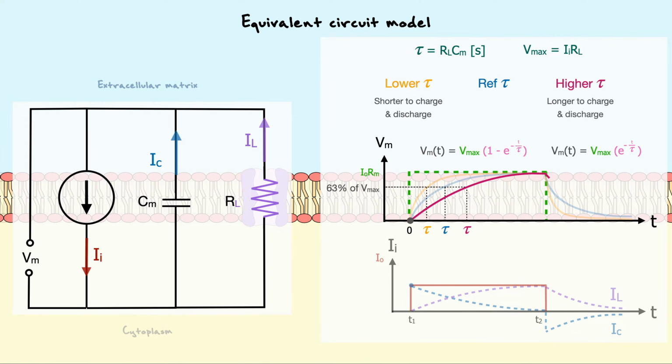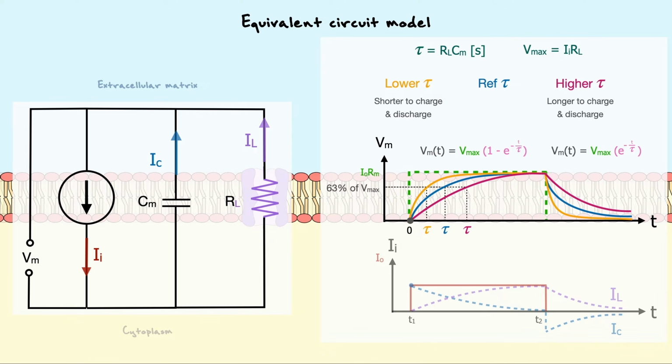With a higher tau, the opposite relation is true, which is that the potential will take longer to charge, but also longer to discharge. Hence, you can see that by using a value of the time constant, we can compare neurons to see how the signals are maintained in them.